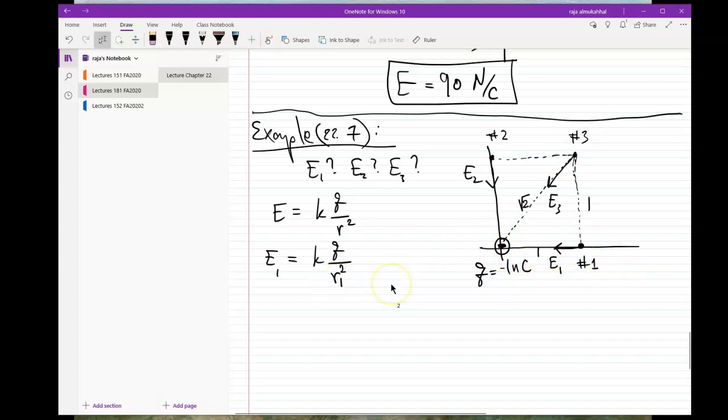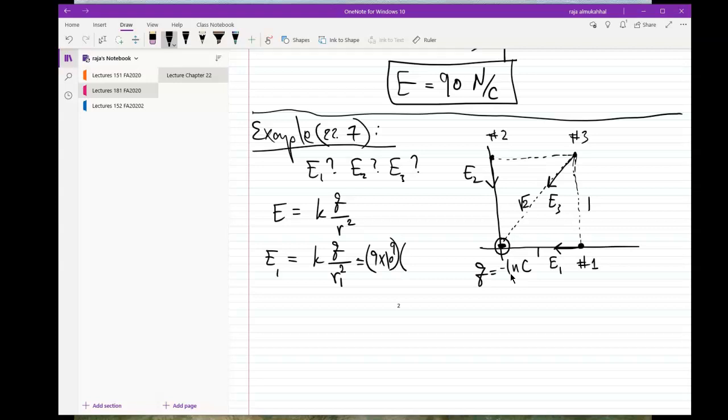So when I do that, I will get 9 times 10 to the 9 times, again, you don't put the minus sign. Remember, it is negative 1 nanocoulomb. E is a vector, so you don't put the minus sign, otherwise it's going to mess it up. If we put that minus sign, it's going to be a different direction. So it's going to be here as a magnitude.